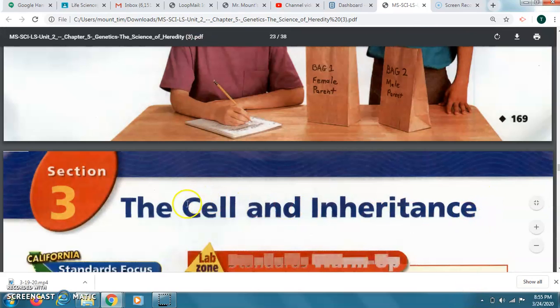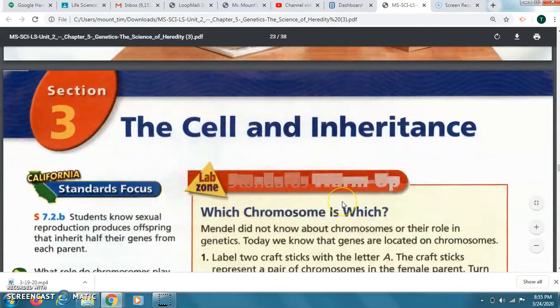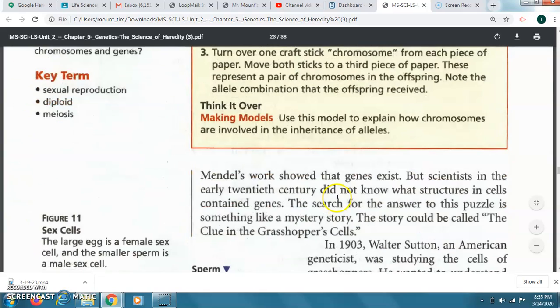So this is about the cell and inheritance. This is page 170, so I'll go ahead and start reading on this page. It says right here, Mendel's work showed that genes exist, but scientists in the early 20th century did not know what structures in cells contain genes. The search for the answer to this puzzle is something like a mystery story. The story could be called The Clue in the Grasshopper's Cells.